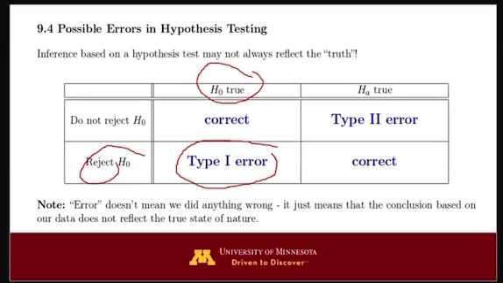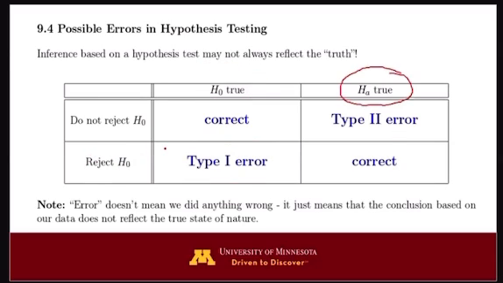Another type of error is type 2 error. Take a look at this. HA is true, but we do not reject H naught. That is type 2 error. If you take a look at the type 2 error now, this guy is guilty, but the court sets him free.